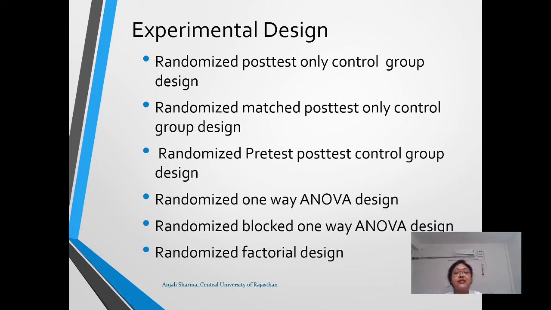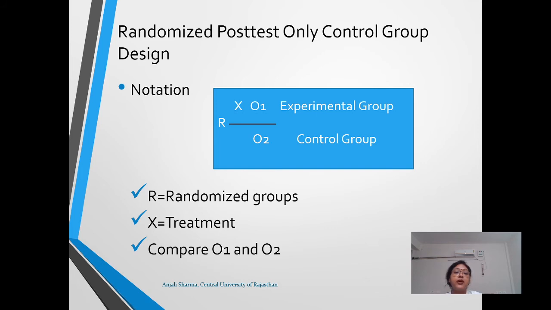Randomized post-test only control group design, randomized matched post-test only control group design, randomized pre-test post-test control group design, randomized one-way ANOVA design, randomized blocked one-way ANOVA design, randomized factorial design. Let us see one by one what it means, and how the researcher can proceed with this.